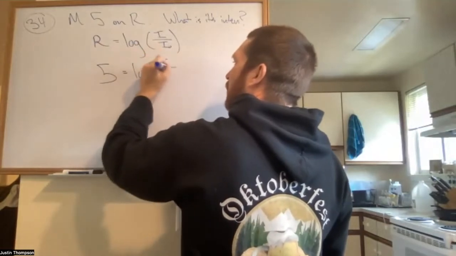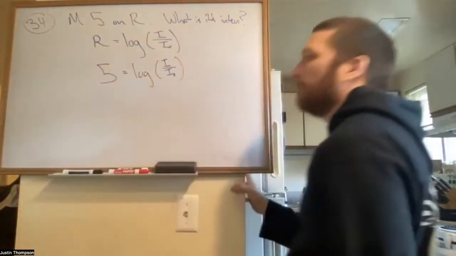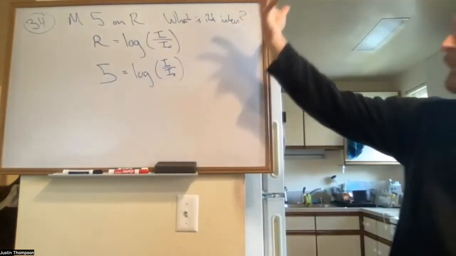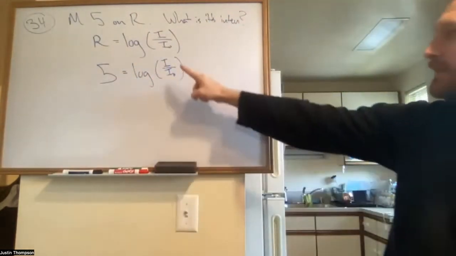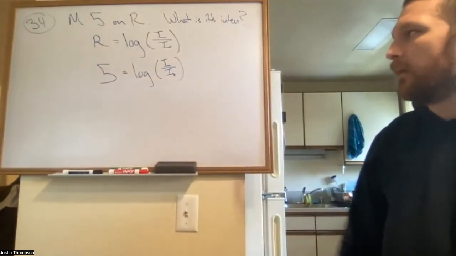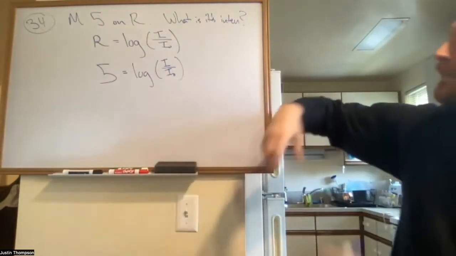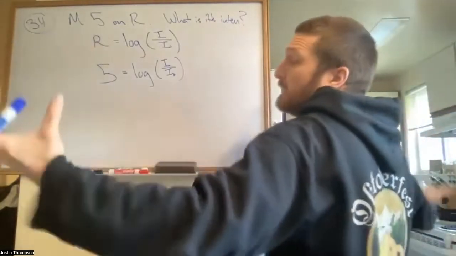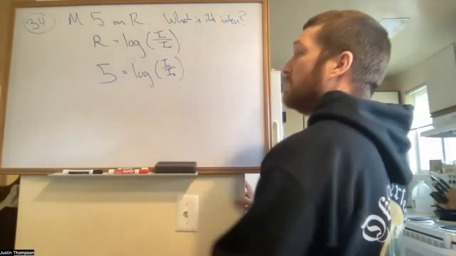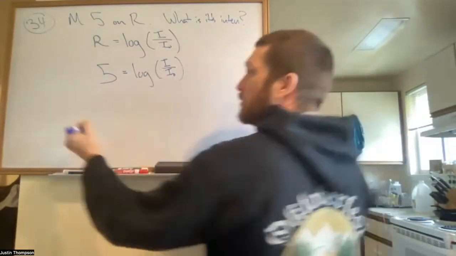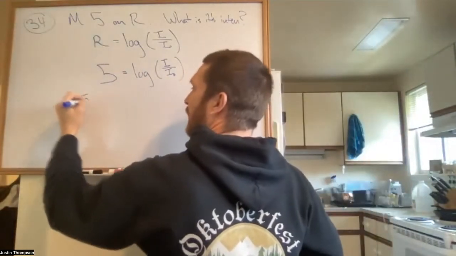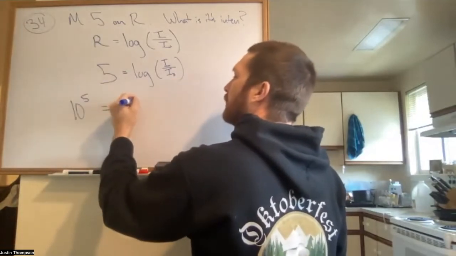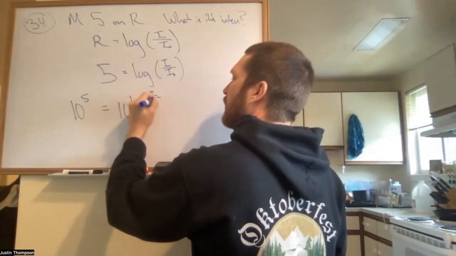So 5 is the output of log of I over I0, not using my brain yet. This is my given thing. I'm trying to get I by itself. I gets divided by something, and then it gets a log taken. I'm going to undo that by exponentiating both sides. This is log base 10, so I'm going to take 10 to both sides, 10 to the log of I over I0.